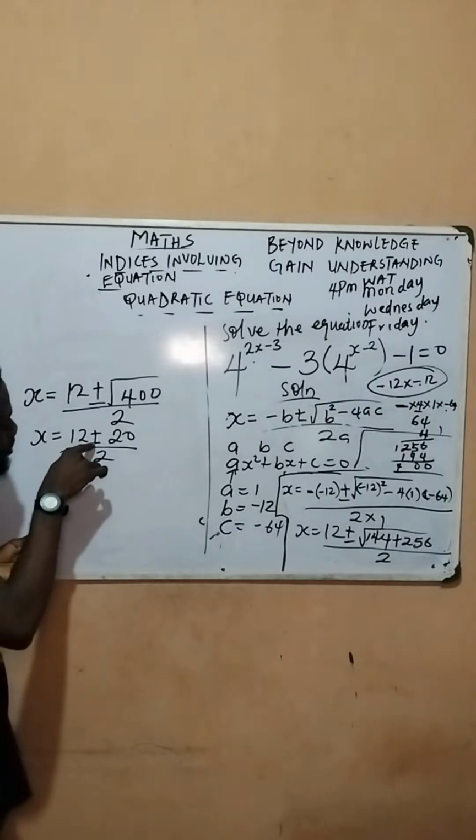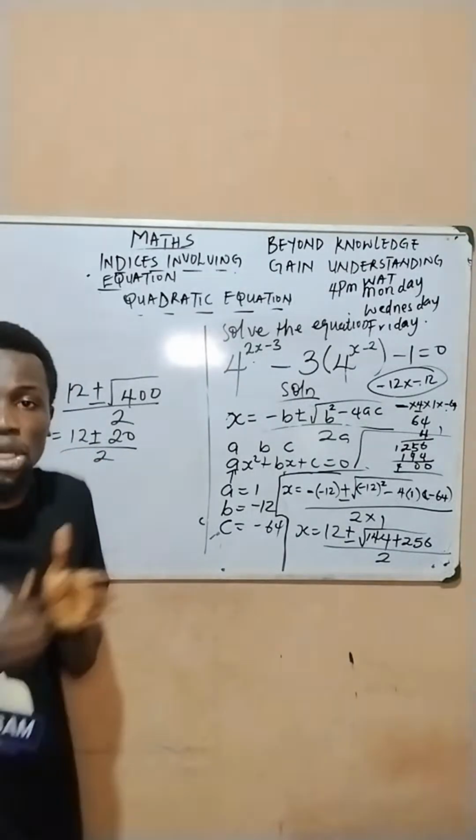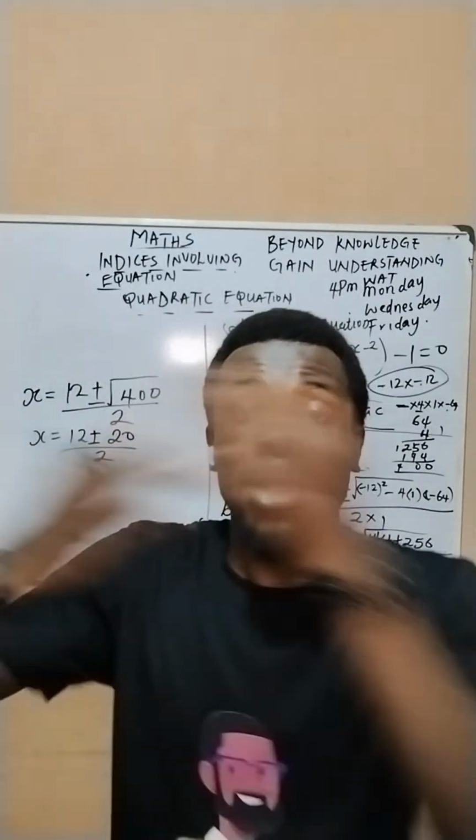And if you have plus and minus in a given expression, it means you have to evaluate for when it is plus and also when it is minus.